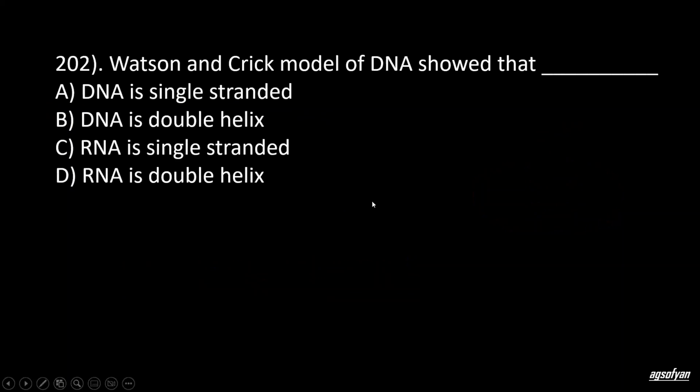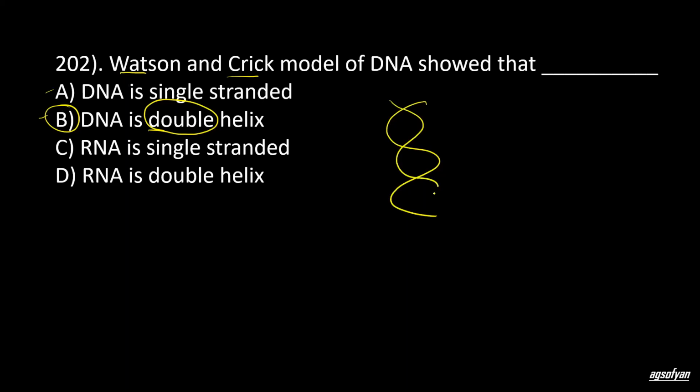Watson and Crick models of DNA show that DNA is single-stranded, DNA is double helix, RNA is single-stranded, RNA is double helix. Which one? So Watson and Crick worked with DNA, not RNA. So one of these. According to the models, the DNA is actually a double helix molecule. Okay, it has two strands that are twisted together. So it's called the double helix.